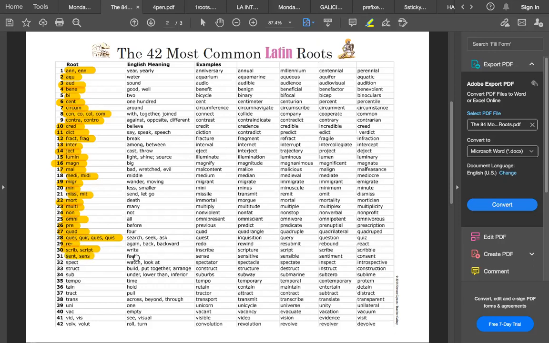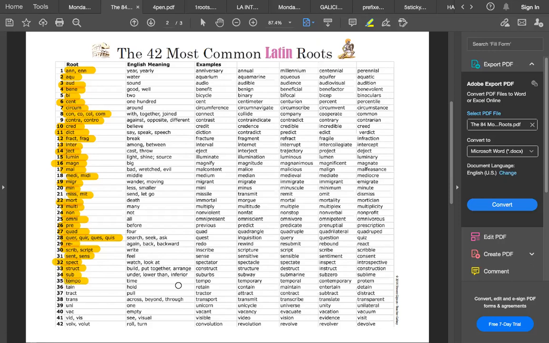Scent or sense means having to do with feelings, so that's your sense, sensitive, sensible. Spect is to look, watch, look at. So spectator, spectacle. Struct has to do with building, so construction, structure, instruct. You're building upon information. Sub is below or under, so you have your suburbs that are away from your town, subway is something underneath, and submarine is a vehicle that can travel underneath water.